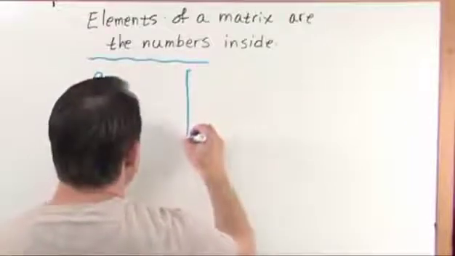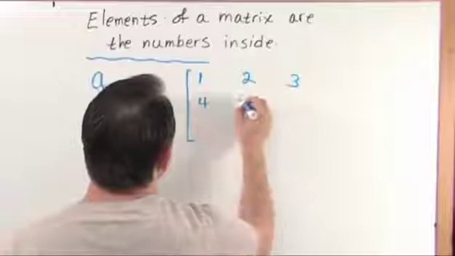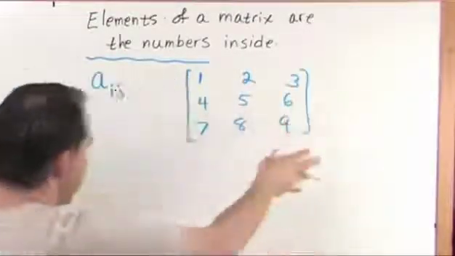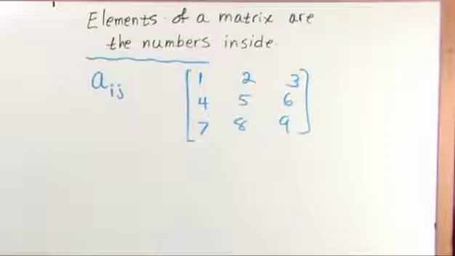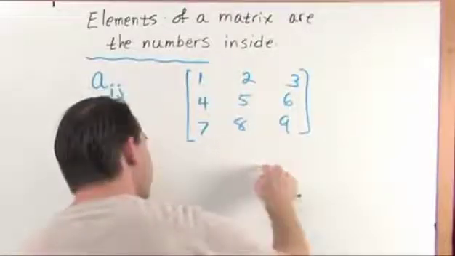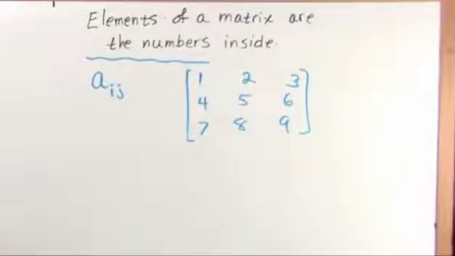Let's say we have a matrix: 1, 2, 3, 4, 5, 6, 7, 8, 9. Before we go any further, what would the order of this matrix be? Okay, just think about that. You have to look at the rows and the columns. There's 3 rows and there's 3 columns, so it's a 3 by 3, 3x3. It's a 3 by 3 order matrix.